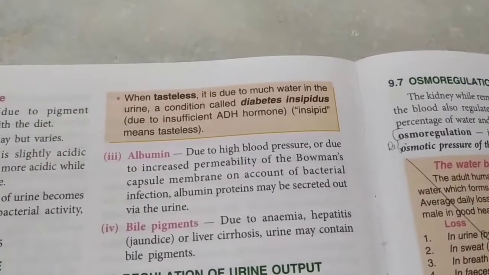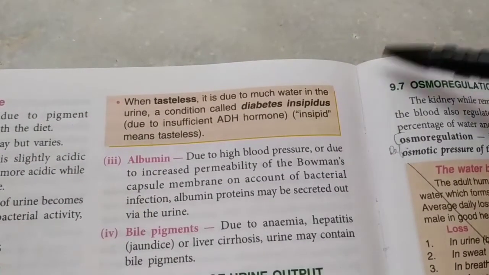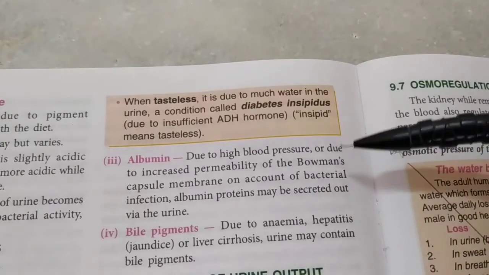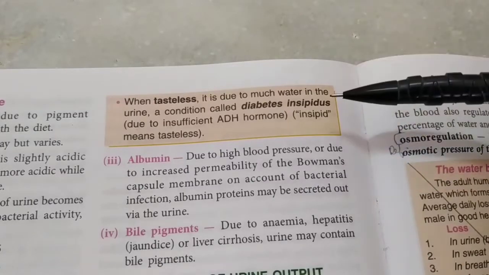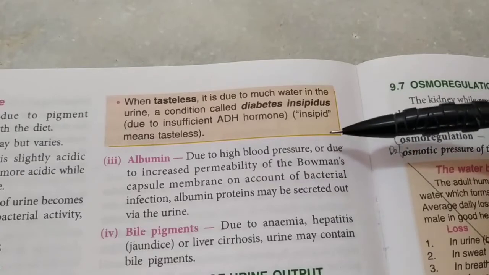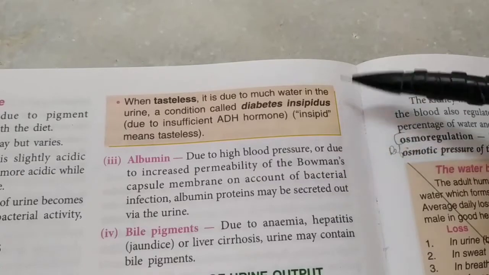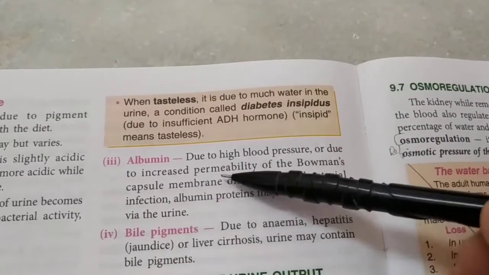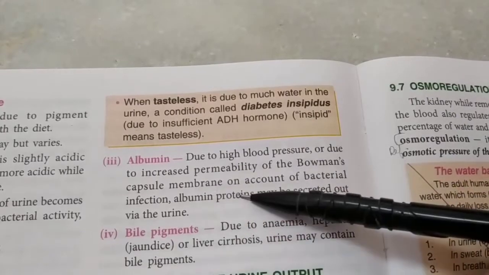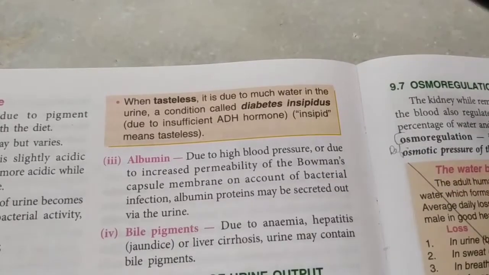If albumin, a type of protein, is found in your urine during the urine test, it means that there could be some high blood pressure going on in your kidney, or it could be due to increased permeability of the Bowman's capsule because of bacterial infection.